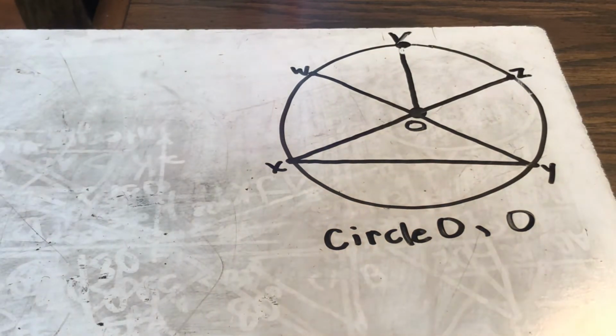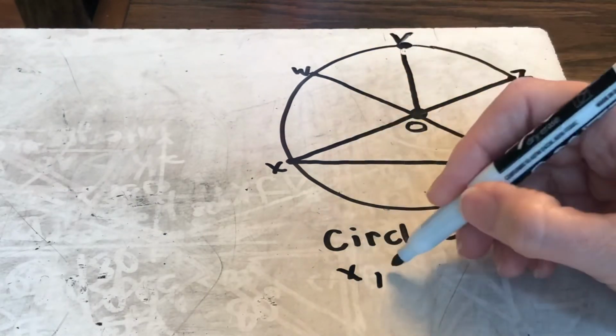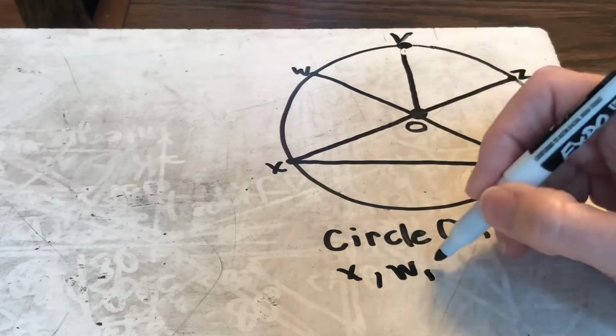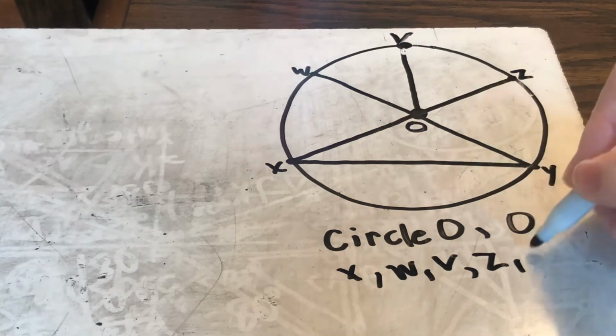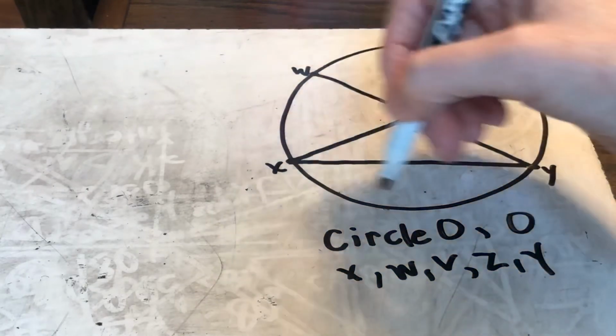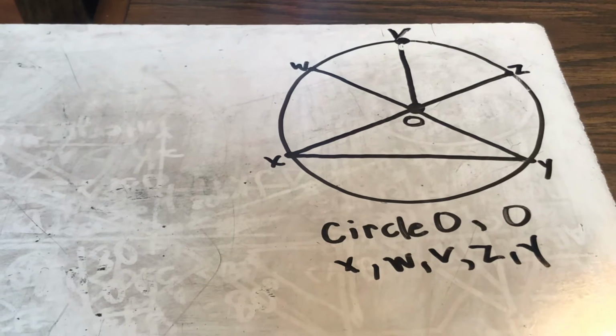All right, number 8 says, name 5 points of the circle. Well, points of the circle, guys, is not the center. So it's going to be every other point that's actually on the outside edge of the circle. So my 5 points: X, W, V, Z, Y. Those are the 5 points of the circle. This is the center, so that's a little bit different.